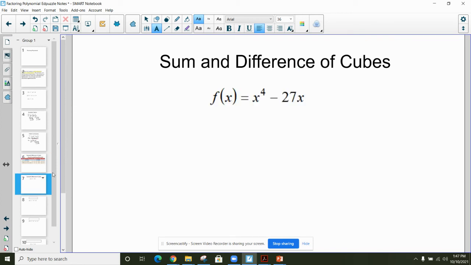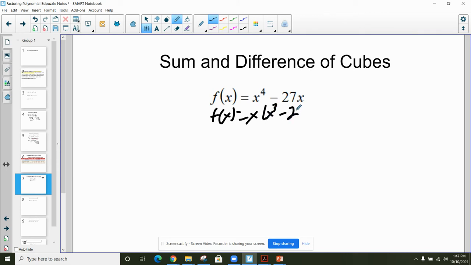So let's take a look at one. All right, so I'm looking at this one, and this one doesn't look like it's the sum or difference of cubes because we're starting with x to the 4th, which is not a perfect cube. But as we do with all factoring problems, you should always look for a GCF first. And so in this problem, that's what I'm going to do. There's an x in both of these, so I'm just going to rewrite this as x times x cubed minus 27. Now, 27 is a perfect cube. It's 3 cubed. So if it helps, rewrite it again.